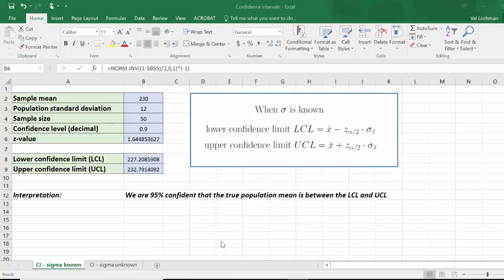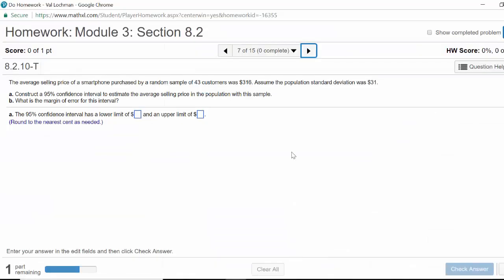Okay, this file will be available for you to download. You will need to go to your Blackboard site, go to the folder associated with Chapter 8, and then this file should be there. So let's go ahead and take a look at a problem from your homework.